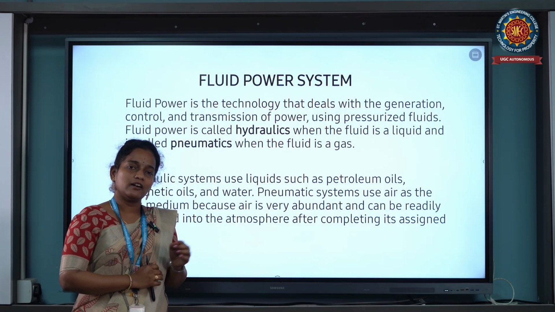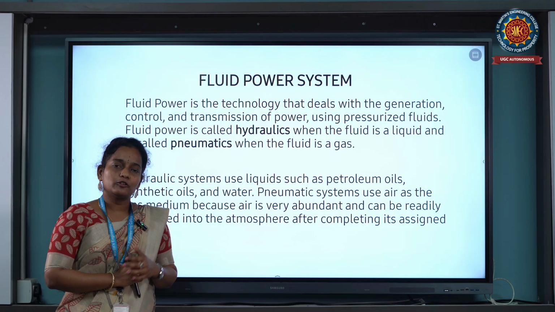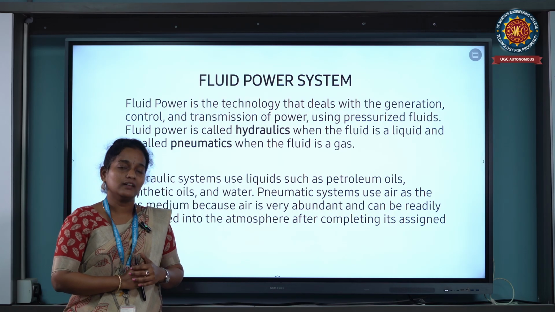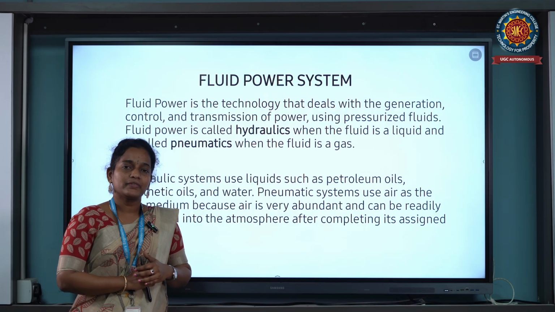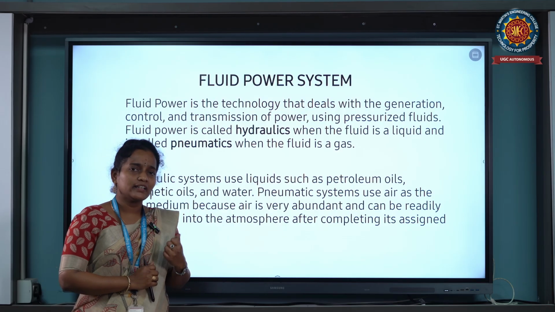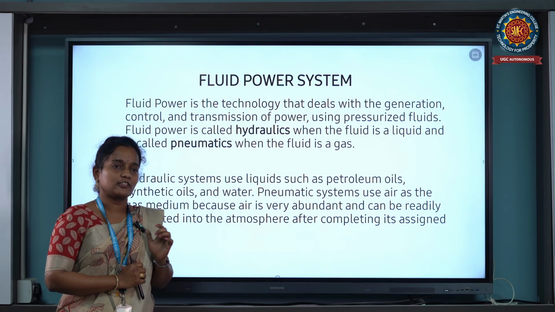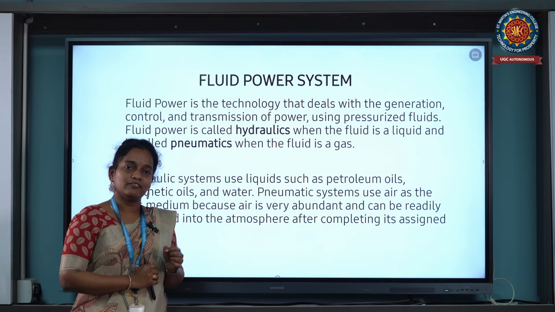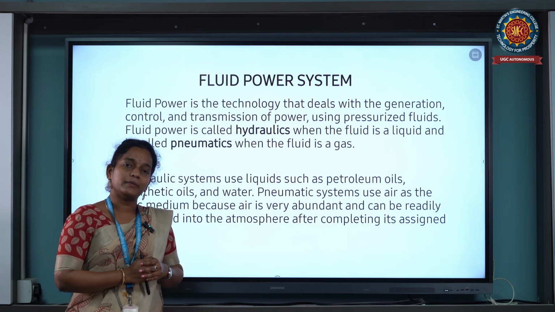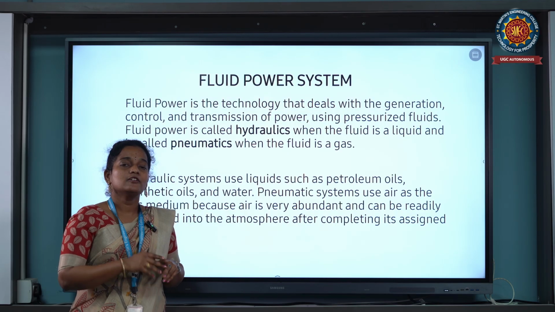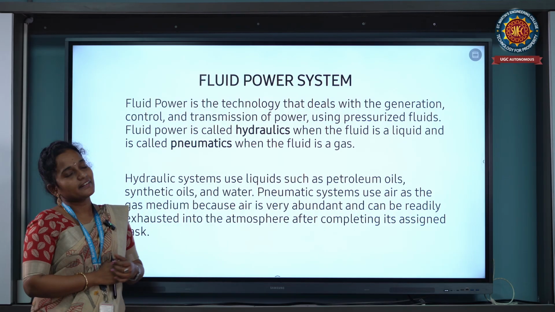After that, the compressed air goes through the pressure regulator and then through the direction control valve. From the direction control valve, it is sent directly to the pneumatic actuator. Here the working fluid is air, which is why we use a pneumatic actuator. The pneumatic actuator converts the air into mechanical energy. After completing the process, the remaining air is released directly to the atmosphere. That is about the fluid power system.